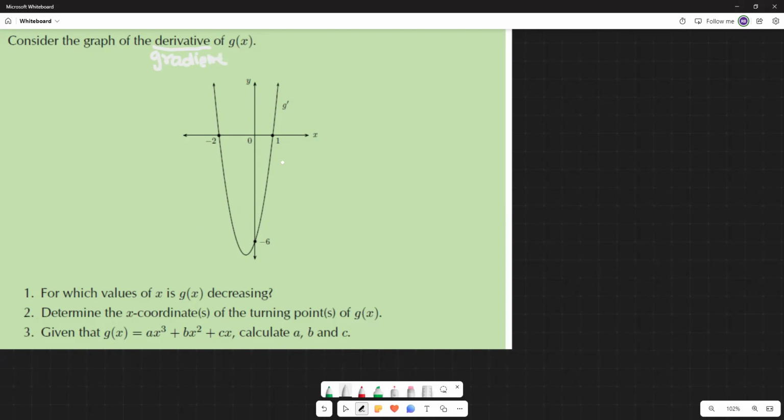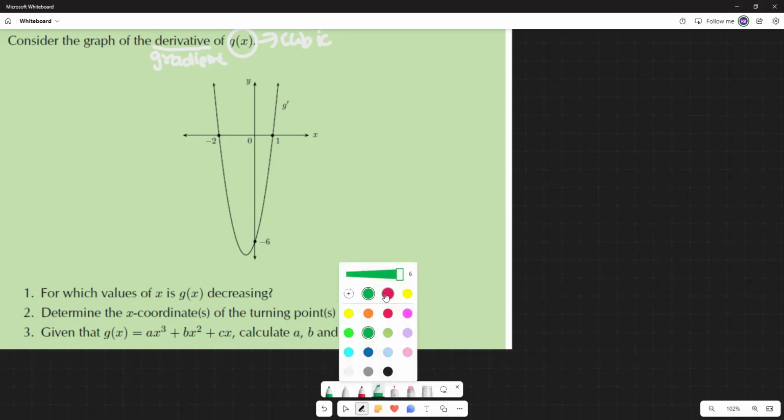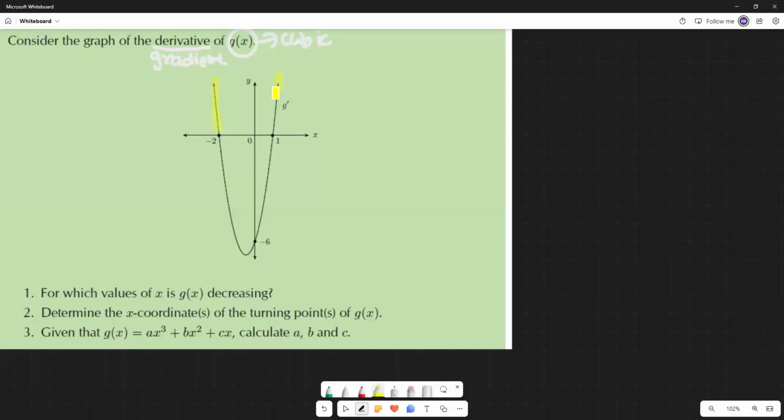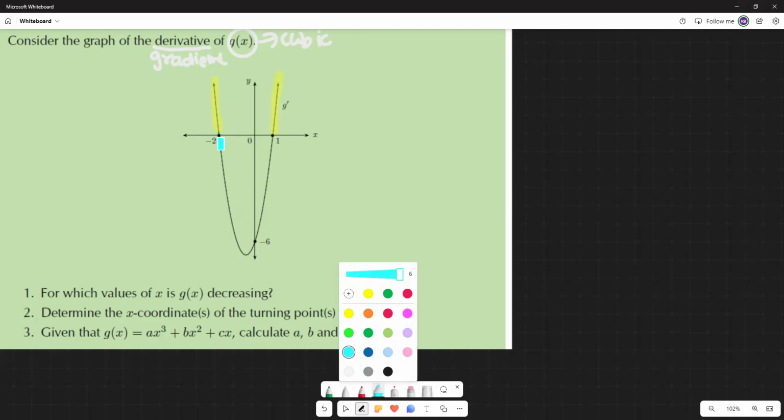And you can see that this is parabolic, which means the function g of x is a cubic function, right? Perfect. So before we answer the questions, I need us to analyze the diagram that we are given. I'm going to divide it into a few parts here and there. Then let me pick a different color. And then we have this part here, and then there. Awesome.